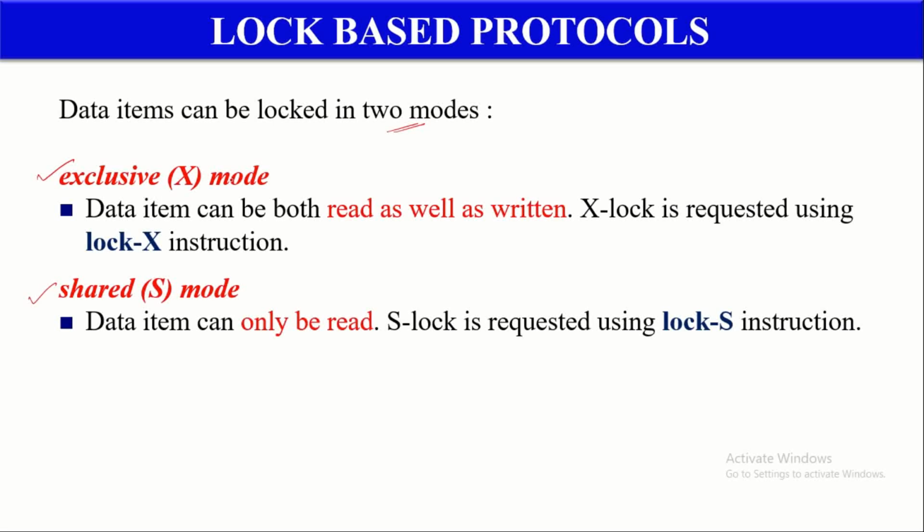If a transaction would like to perform read as well as write operation on a data item, then it has to hold an exclusive lock on it. This exclusive lock is requested using the lock-X instruction. If a transaction would like to do only read access on a data item, then it has to acquire the lock in shared mode. A shared lock is requested using the lock-S instruction. With this instruction, it can request an S-lock, that is, a lock in shared mode, from the concurrency control manager.